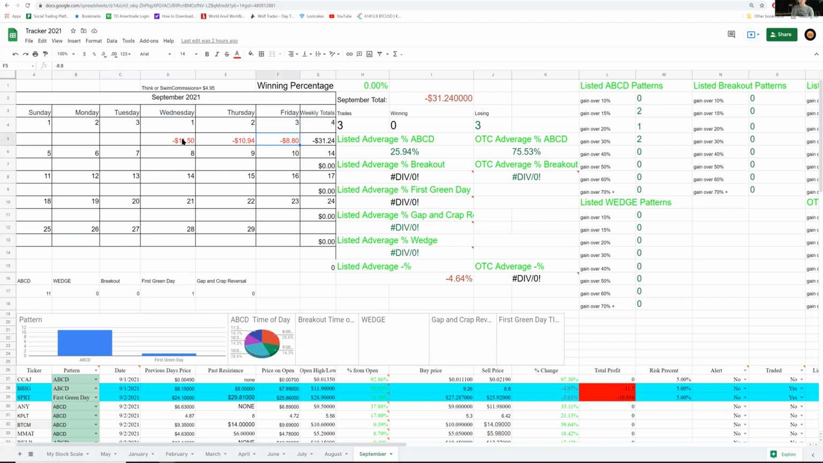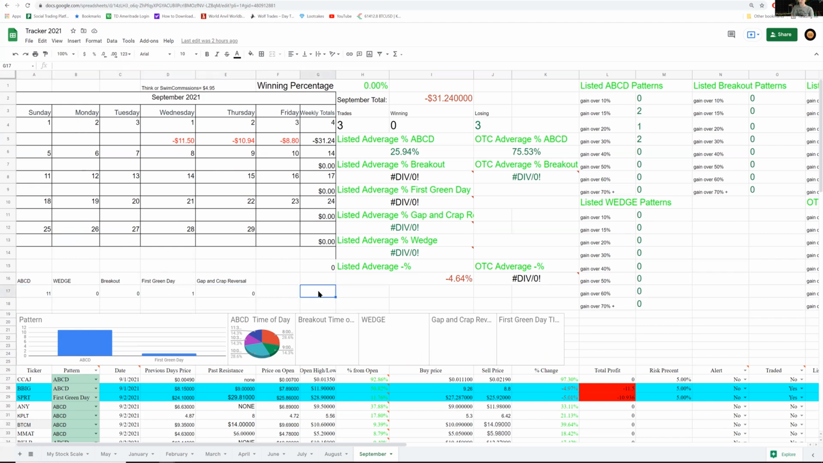In September, all my losses have been under $12. In this game, what you want is really tight risk management. The one thing that's going to keep you in the game long enough to make money is keeping risk management.